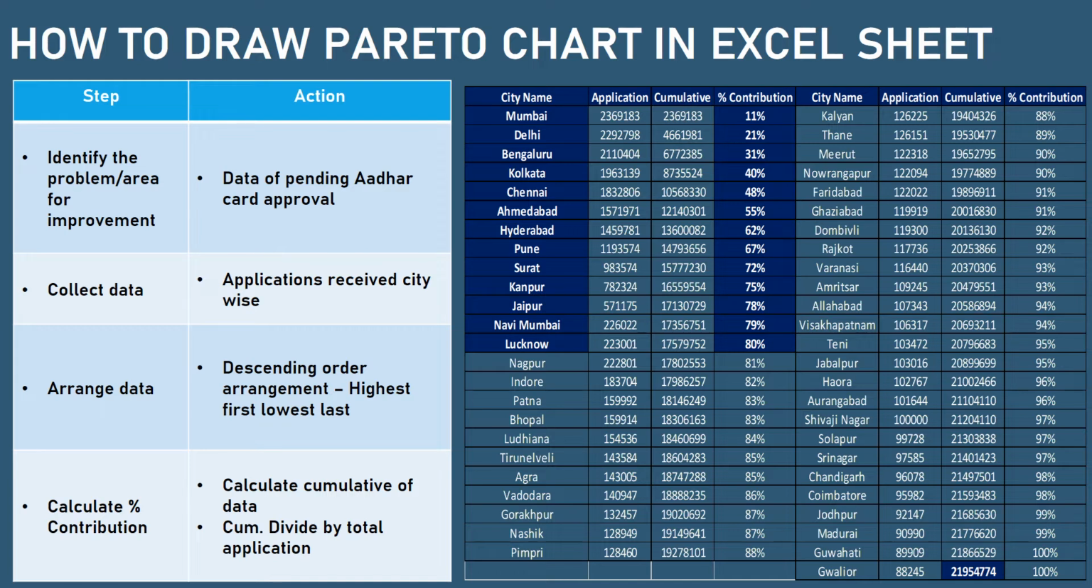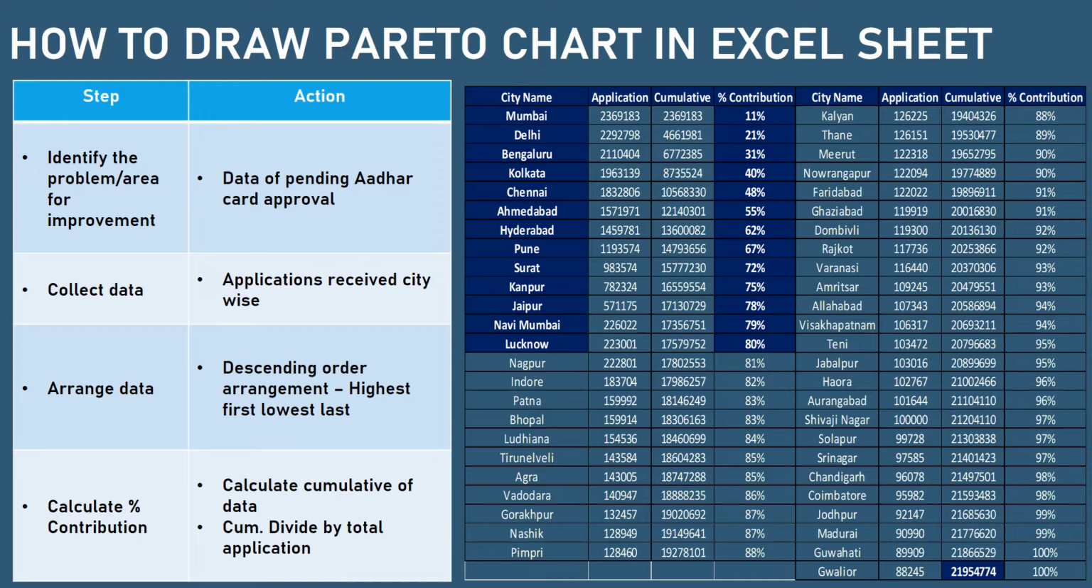Now let us understand how to draw a Pareto chart in an Excel sheet. I have taken a service sector example, a small imaginary example. In India there are so many applications pending for providing Aadhaar cards. A government scheme is going to be released, and for that, the government has to complete all the Aadhaar card applications.